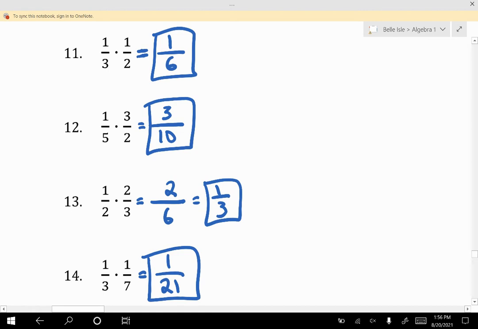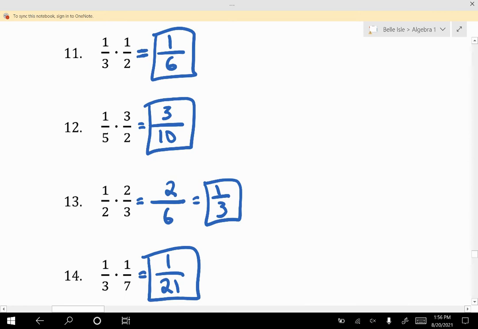Okay, if you're still working through the multiplication ones, that's fine. Looking at number 11, multiply the top across, so you have 1, and multiply the bottom across, you've got 6. Number 12, multiply the 1 and the 3 together, you get 3 over the 5 times 2, which is 10.